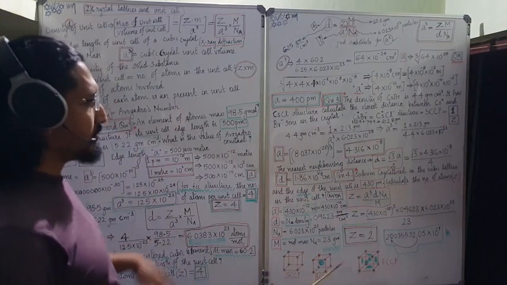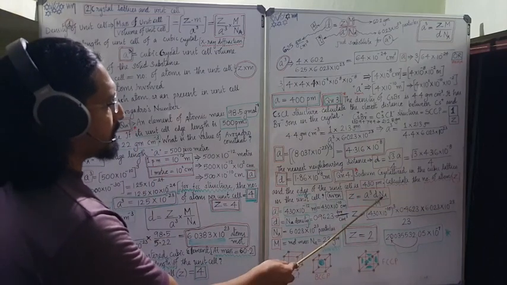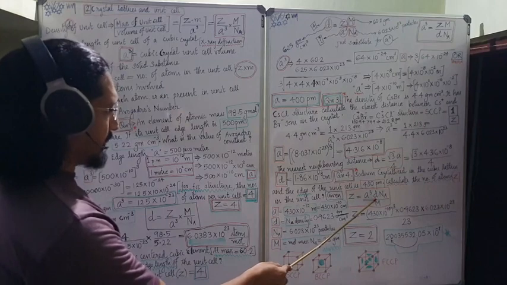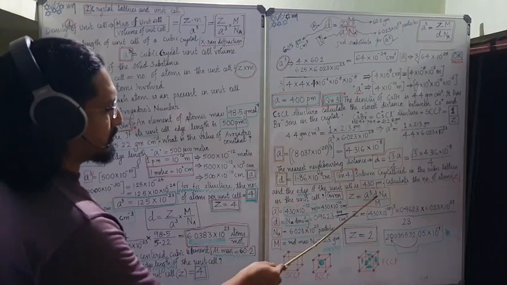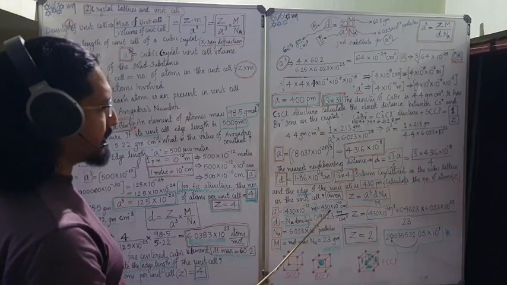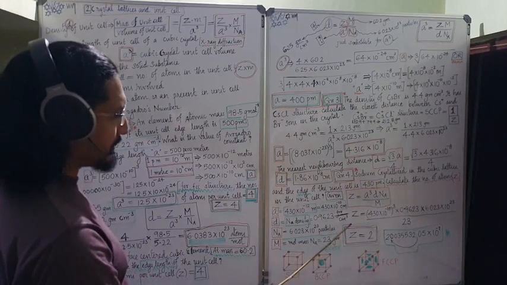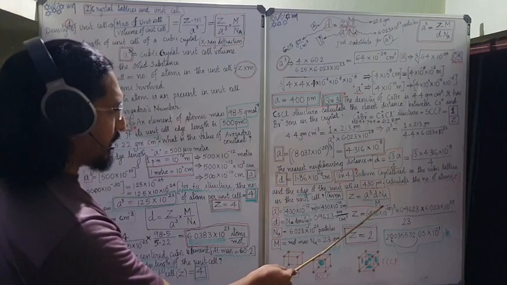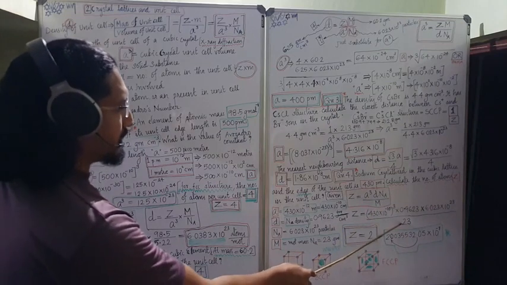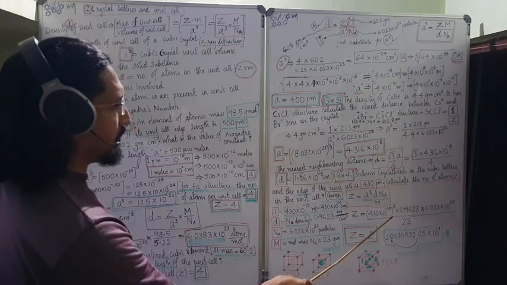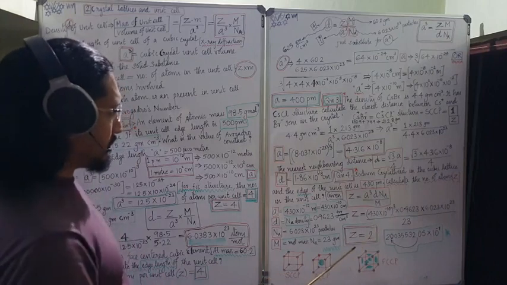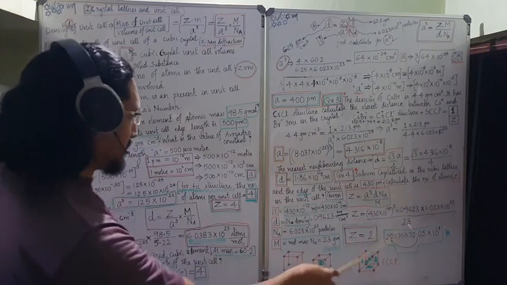So what we get? Avogadro number. D is the density which is given in the question, 0.9623. A is the edge length that we found, and that will be cubed and divided by M, the molecular mass. 23 is written over here. So solve all these things.